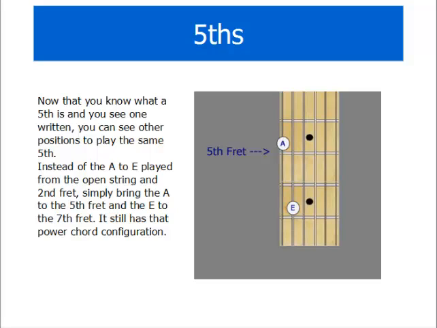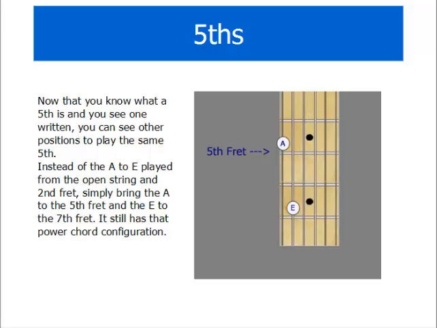Okay, so now that you know what a fifth is, and you see one written, you can see the other position to play the same fifth. So instead of E to A played from the open string in the 2nd fret, simply bring the A to the 5th fret and the E to the 7th fret. It still has the same power chord configuration. Here's open string A I'm playing, and then that E on the 2nd fret, sound of a fifth. But now watch as I go up to the 5th fret in the picture here.